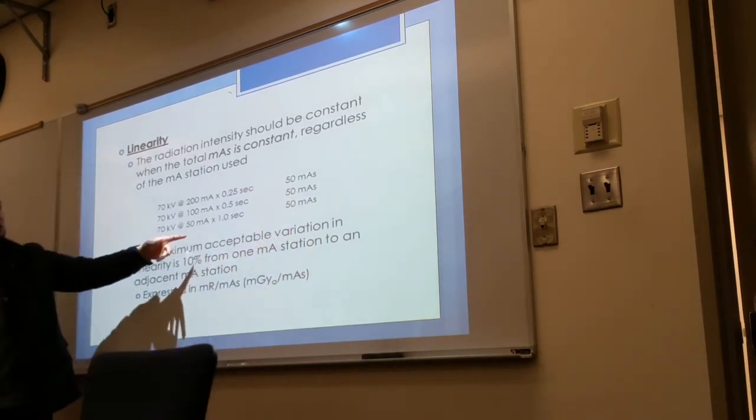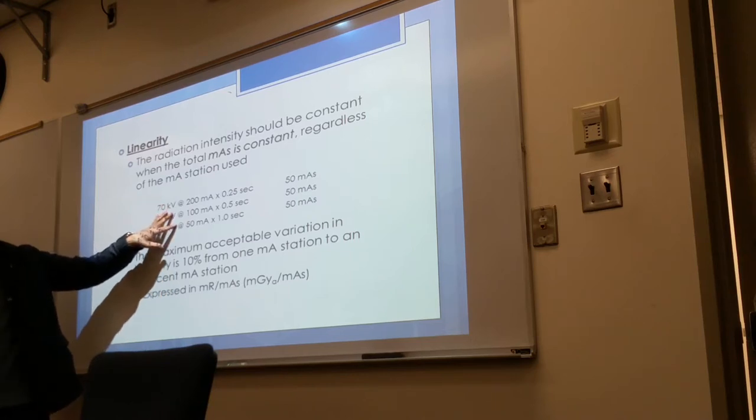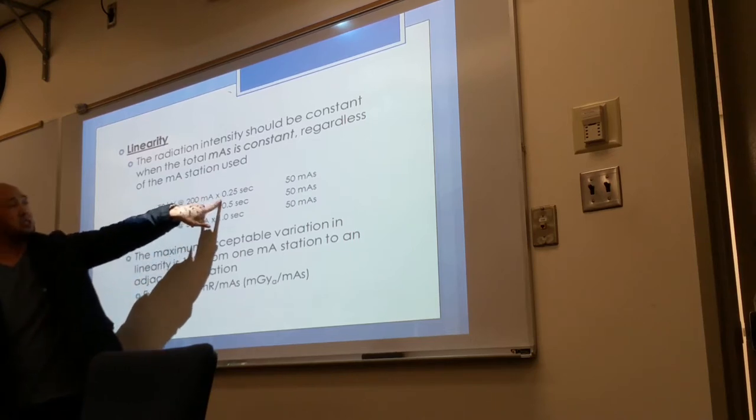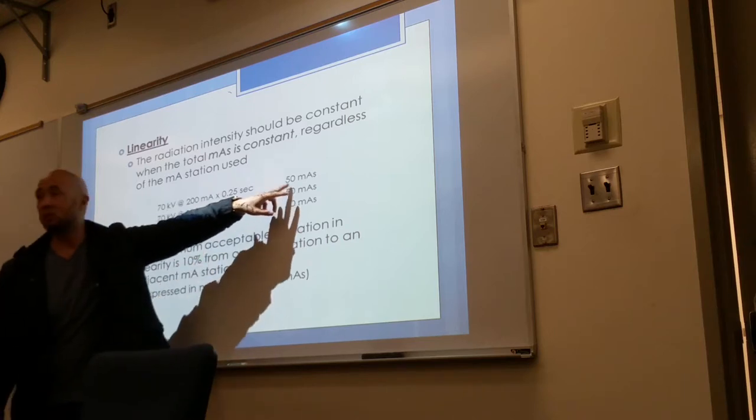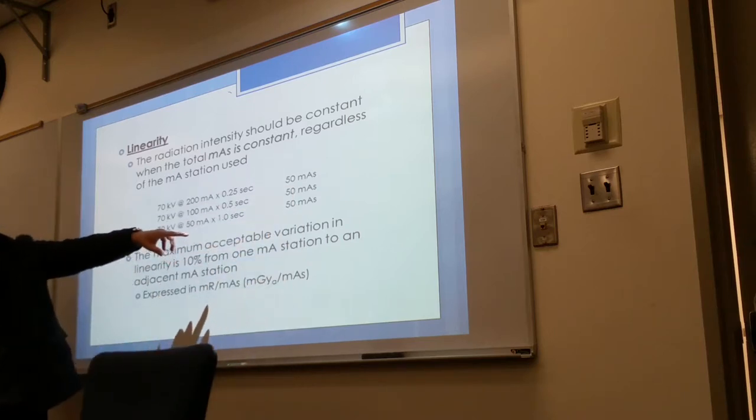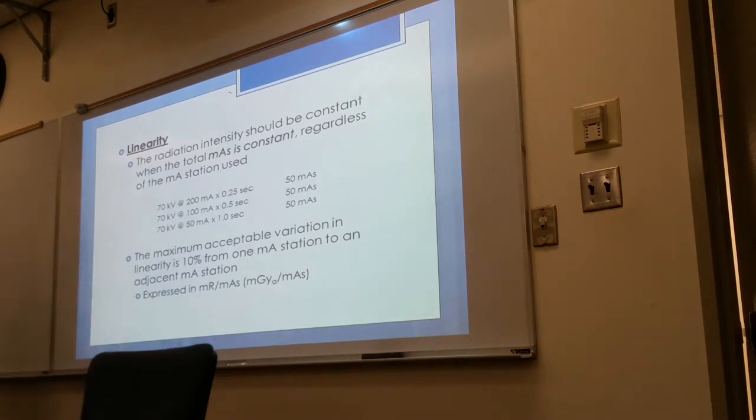Okay, so what we'll do here is we're going to keep kV the same, but we'll use different combinations of mA and time equaling the same total mAs. And again, mAs is mass. So if that's the case, then the exposure rate or intensity should also be the same, right? So that's linearity.